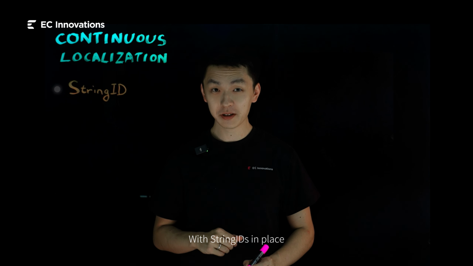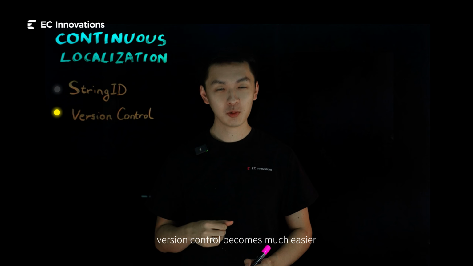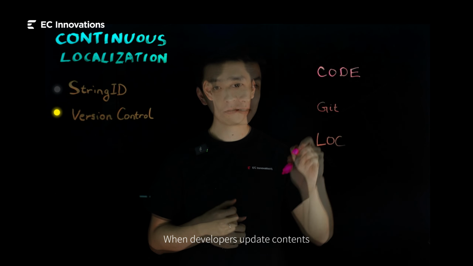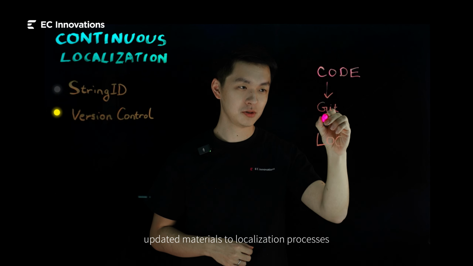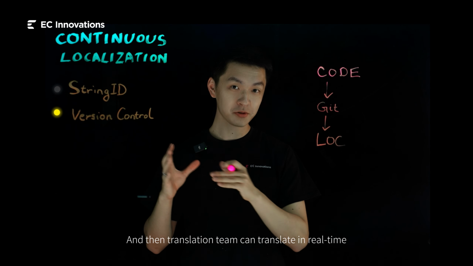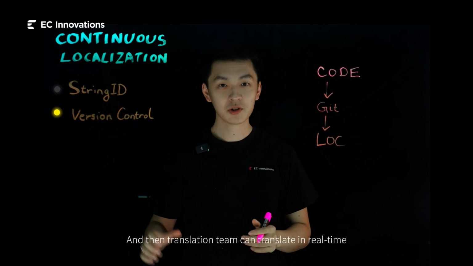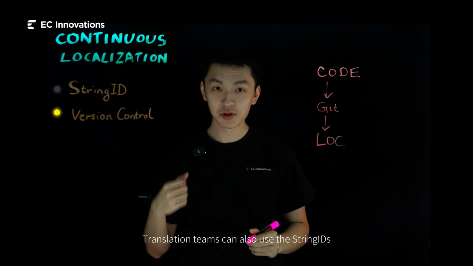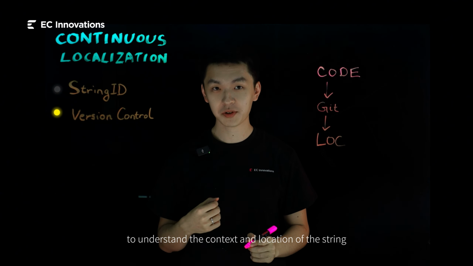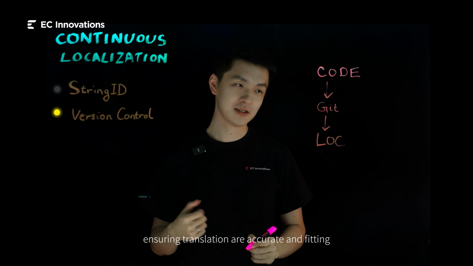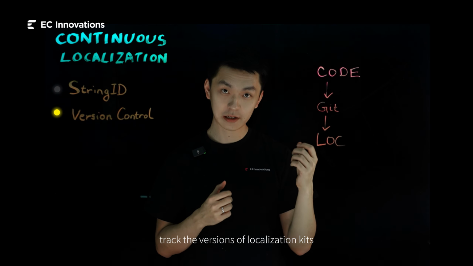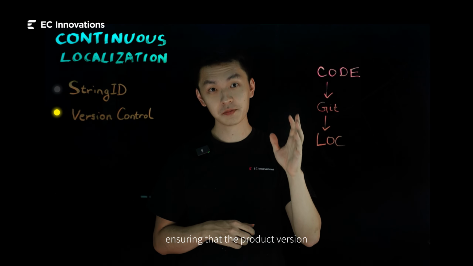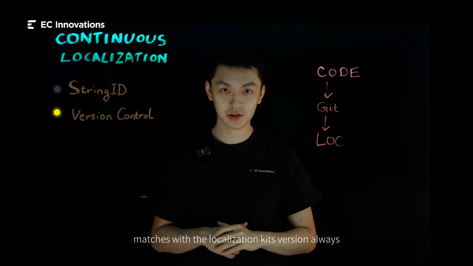With string IDs in place, version control becomes much easier. When developers update content, version control tools automatically send updated materials to localization processes. And then the translation team can translate in real time. Translation teams can also use the string IDs to understand the context and location of the string, ensuring translations are accurate and fitting. Additionally, version control tools track the versions of localization kits, ensuring that the product version always matches the localization kit's version.